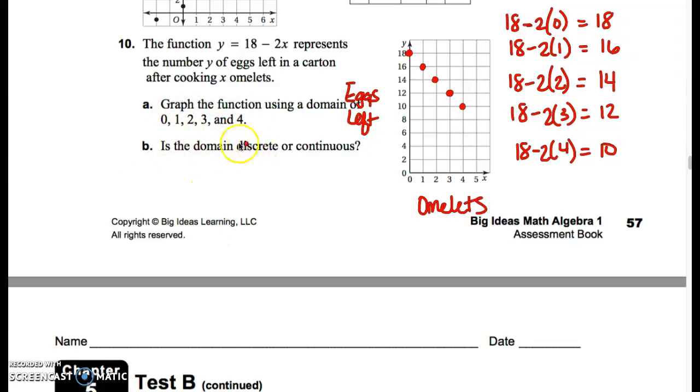So part B says, is the domain discrete or continuous? We're only looking at the domain, my x values, number of omelets. Okay? You can make 0 omelets, 1 omelet, 2, 3, 4 omelets, and so on. We could keep going. The question is, could you make any in between? Okay? Could I make 1.5 omelets? Yes, I could. I would just only use 1 egg for that. So this one is going to be continuous. Okay?